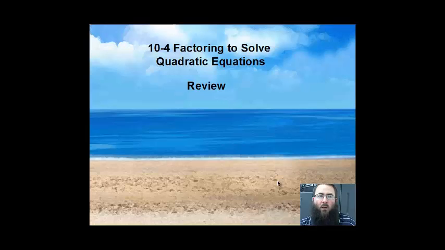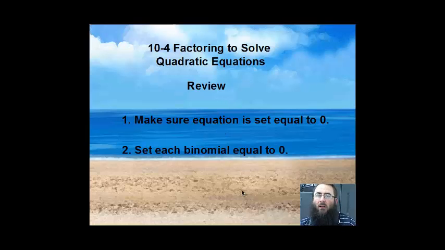So, with those few examples that we went over, a real quick review of what you're going to be doing in 10.4 is, one, you want to make sure that the equation is set equal to 0. Don't make me get the red arrow out. Then after you've made sure it's set equal to 0, you want to set each binomial equal to 0 after you factor. Doing that, then you get to solve for the variable in each binomial. Or if you would like, you could sauver.